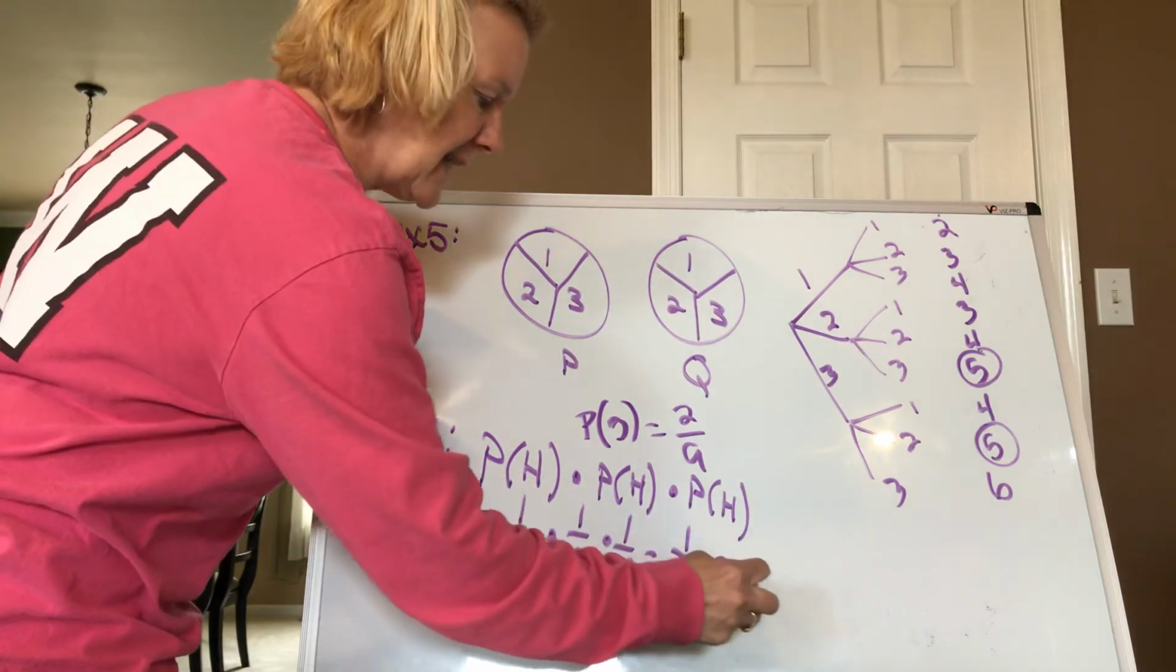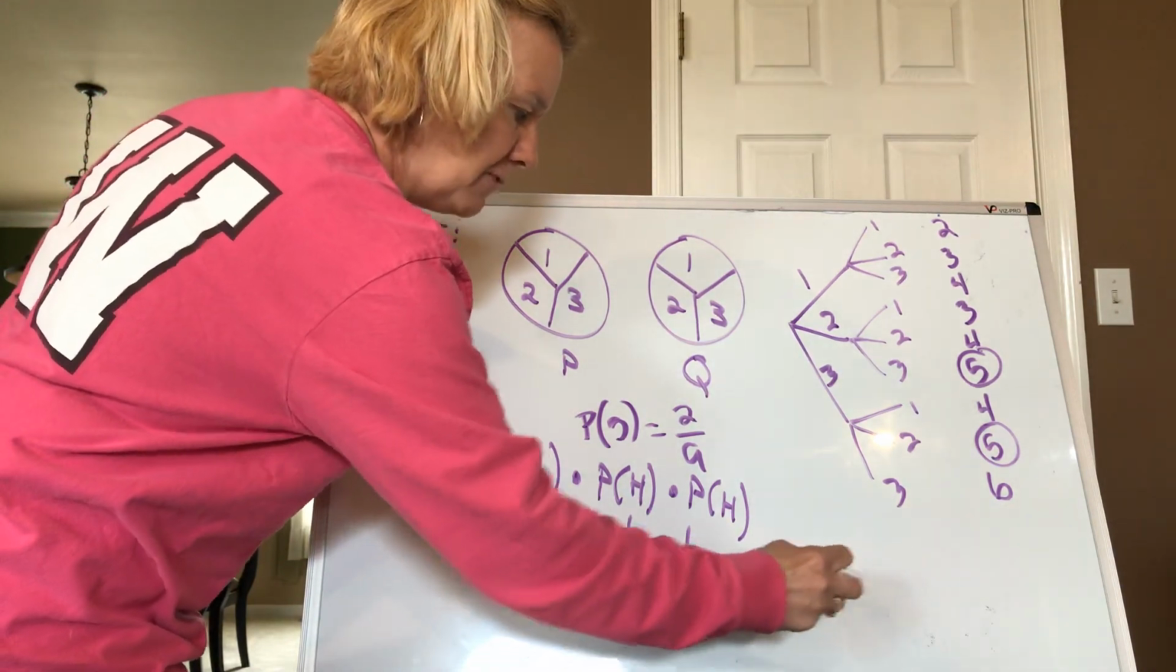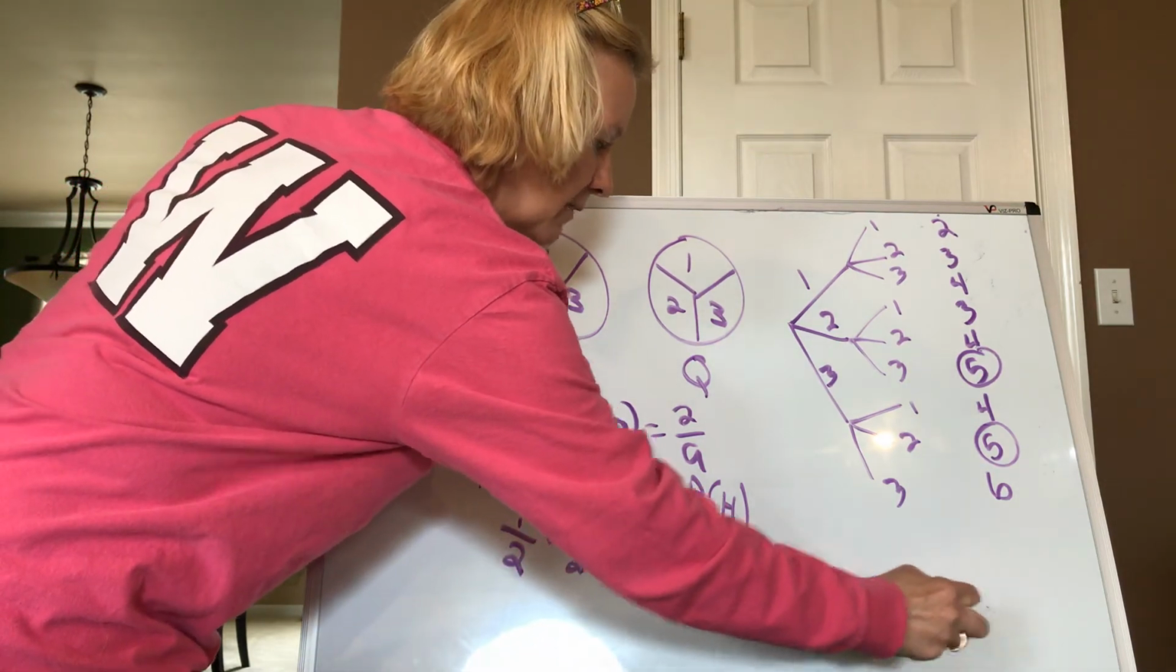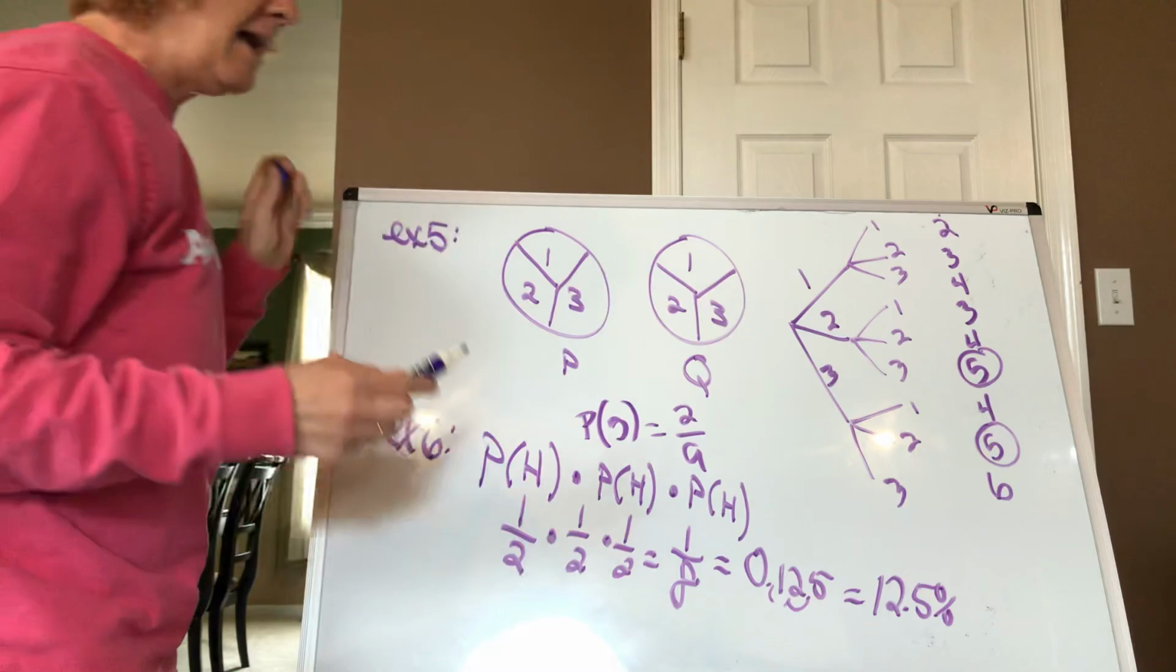Now, quick review. You could write this as a decimal, 0.125, or a percent, 12.5%. Remember, you move it 2 places to the right.